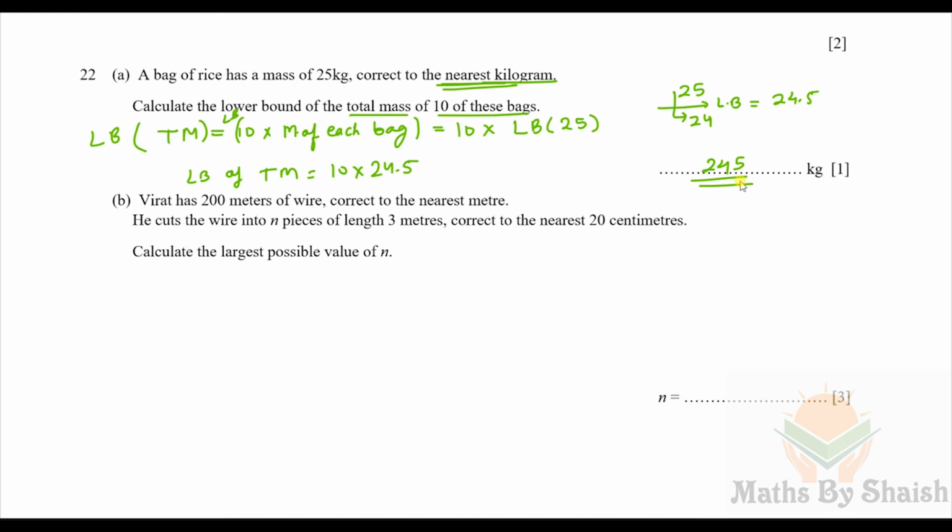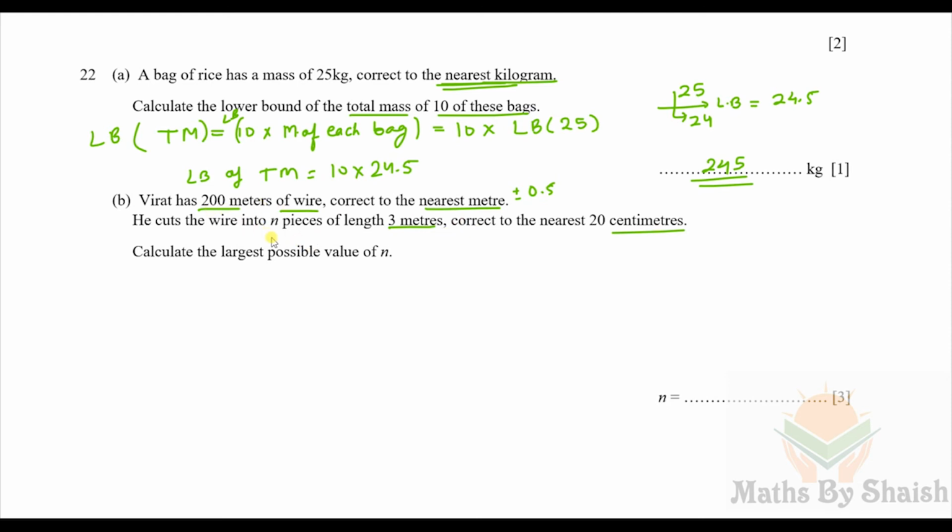Now let's talk about the B part. Virat has 200 meters of wire correct to the nearest meter, and again we can understand nearest meter means it is plus minus half a meter, 0.5 meter. He cuts the wire into n pieces of length 3 meters correct to 20 centimeters. Calculate the largest possible value of n.